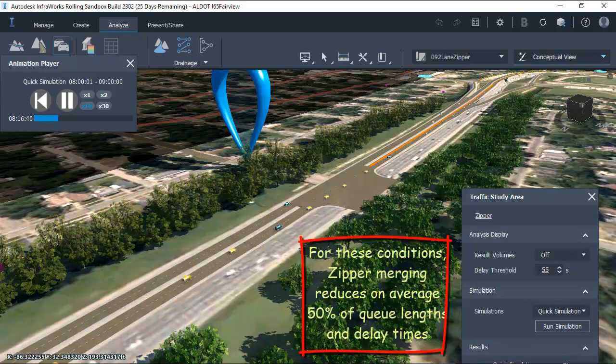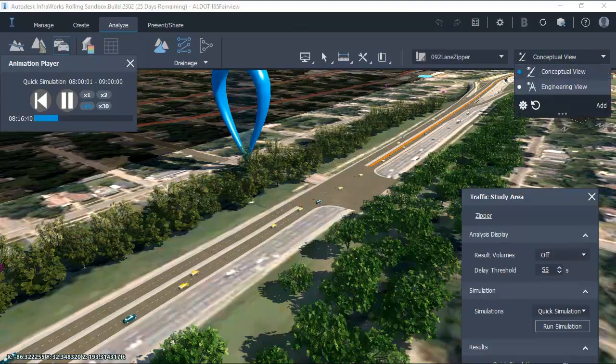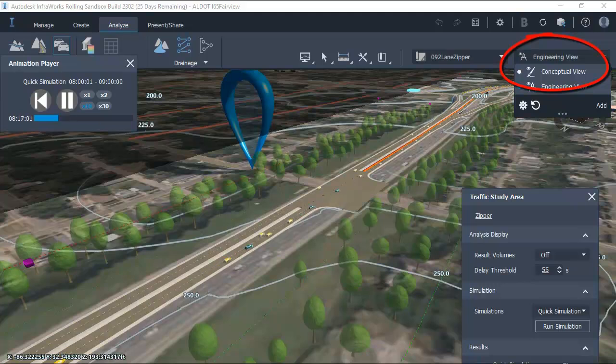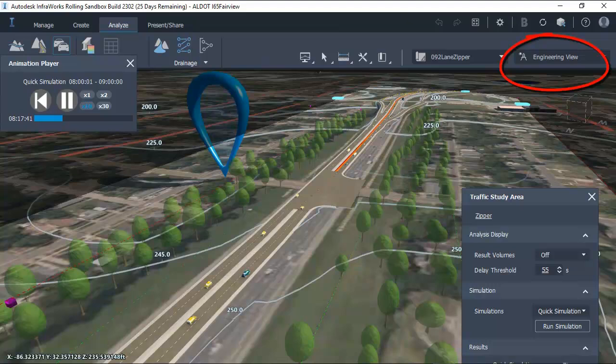By comparing both merging behaviors under these project conditions and traffic demands, zipper merging reduces by half queue lengths and waiting times values at the critical merging point. Simulation results maintain the same high-quality graphical display when InfraWorks models are simplified using engineering views.